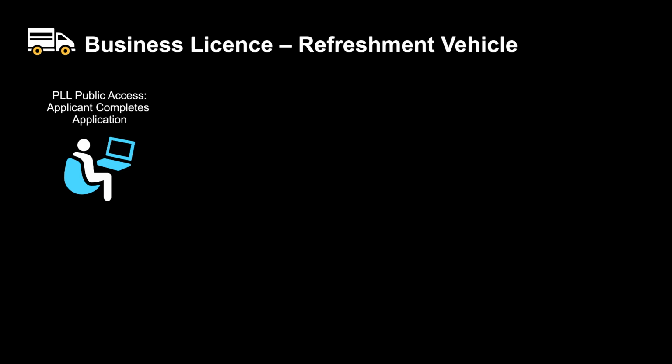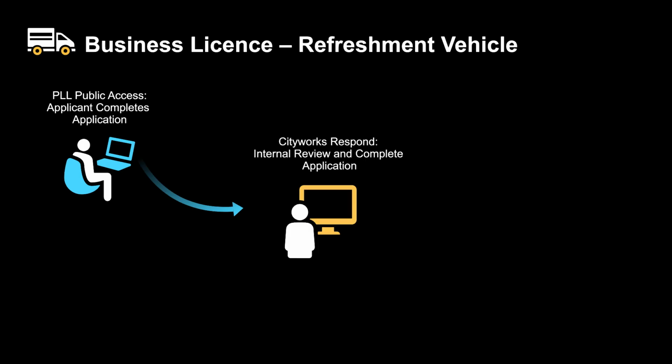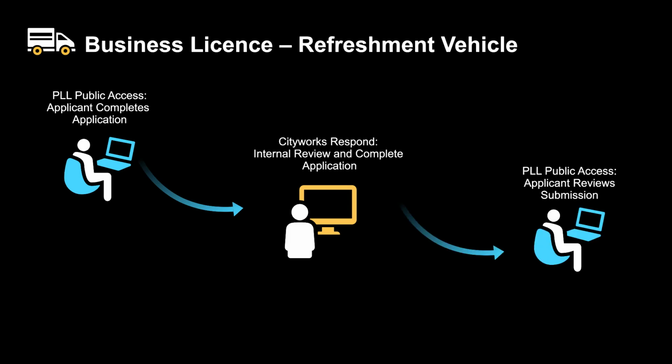Today we'll be looking at a business license application for a refreshment vehicle. In this scenario, we'll be using PLL Public Access as the applicant to complete an application. Once that has been submitted, it will be picked up for internal review and completed. Once it has been completed internally, we'll go ahead and review this as the applicant so we can see the status of our application.